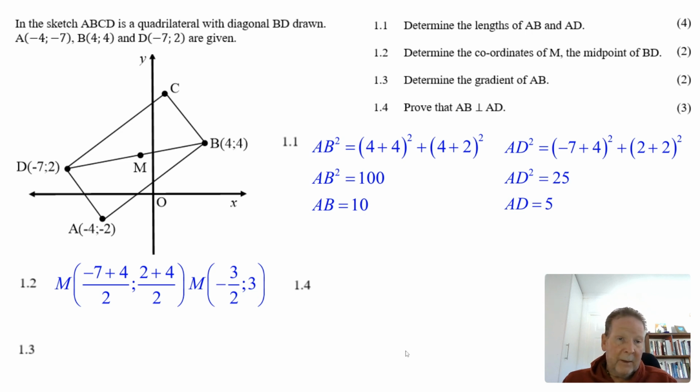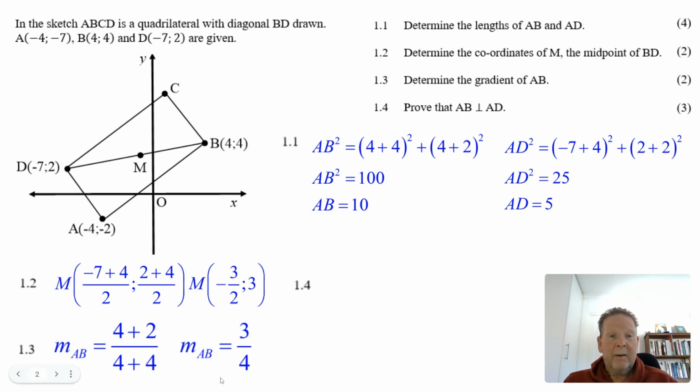Determine the gradient of AB. Well, there's A, there's B. We've already done the work over here. Here's the change in x is 8. The change in y is 6. So 6 divided by 8 reduced is 3 over 4. That's the gradient of AB. The change in y over the change in x. Subtract the y's and subtract the x's, and we already did the work in the first question.